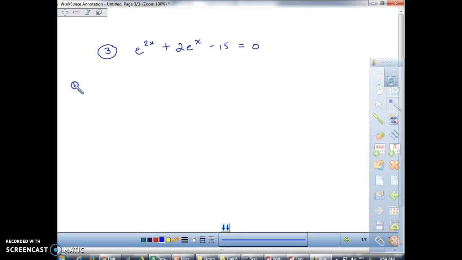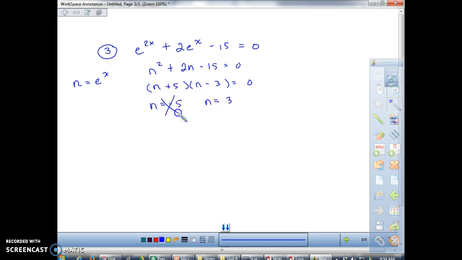So what are you going to substitute with? n is going to be e to the x, correct? So then I have n squared plus 2n minus 15. This is going to factor. So I'm going to factor it as n plus 5, n minus 3. So here I get n as a negative 5. Here I get n as a positive 3.